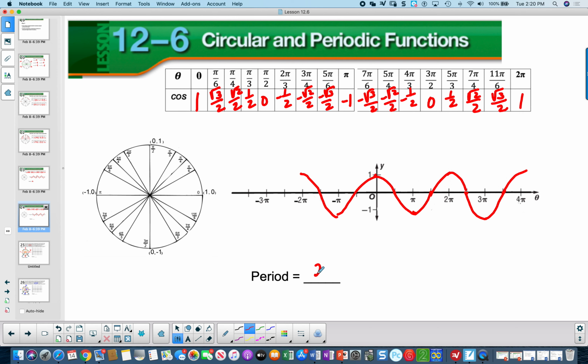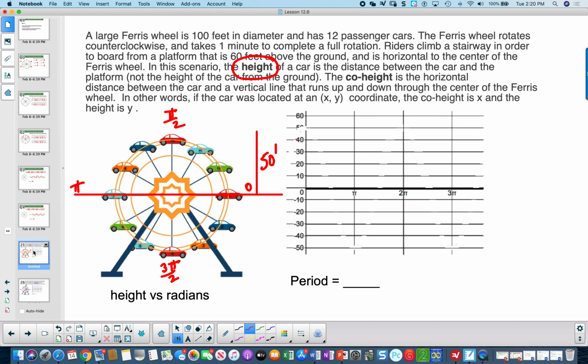And this period is 2 pi as well. So from the top to the top, it takes 2 pi. Let's take a look at other periodic functions, like say this Ferris wheel.